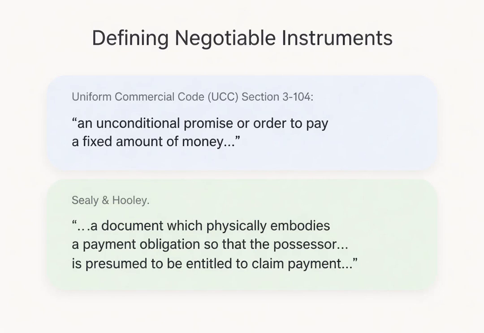How does the law define this? According to Section 3-104 of the Uniform Commercial Code, it is an unconditional promise or order to pay a fixed amount of money. Scholars Seeley and Hooley add that it physically embodies a payment obligation, meaning whoever possesses the document is presumed to have the right to claim the money it represents.